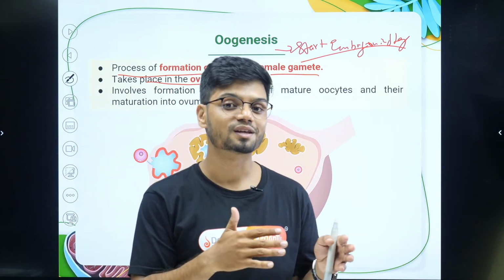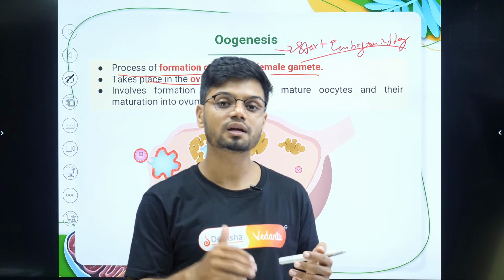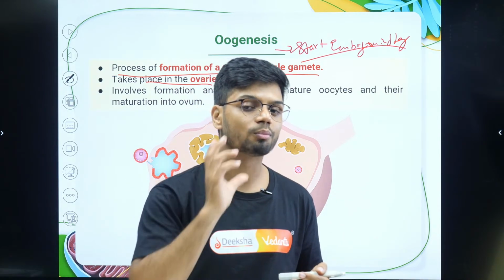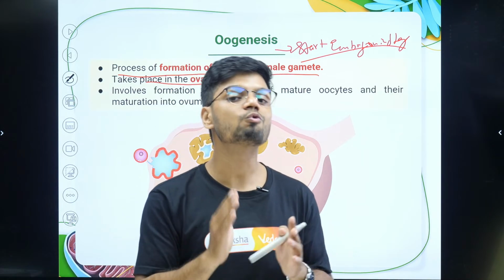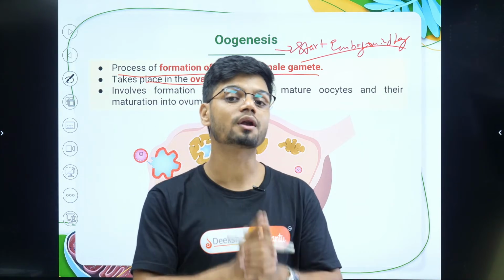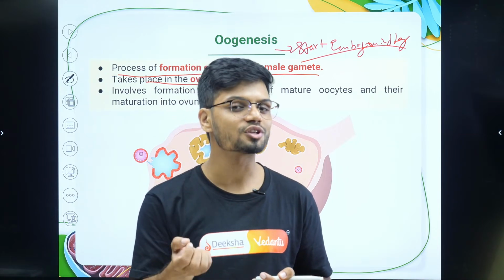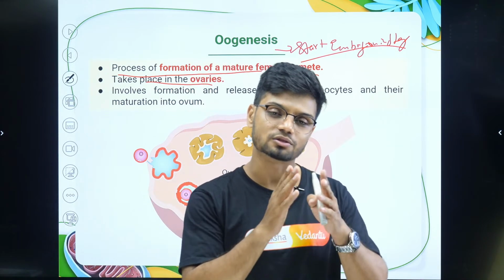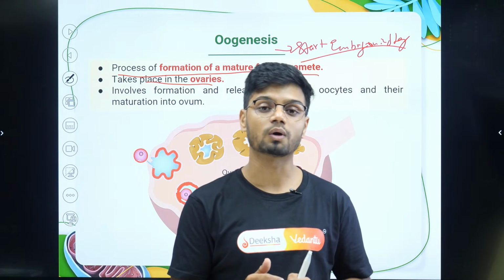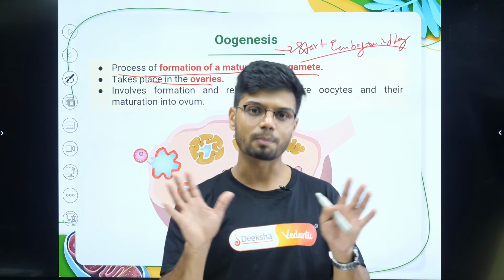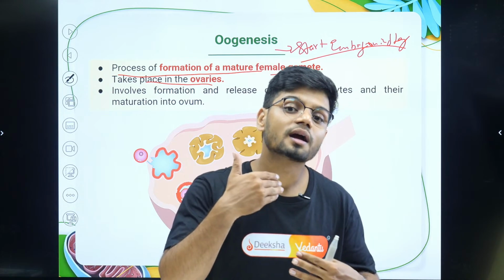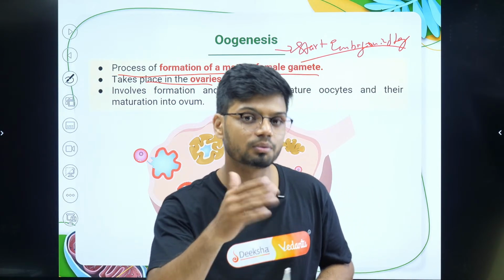But in the case of males, in the case of boys, spermatogenesis starts at puberty. In the case of females, oogenesis starts at the embryonic stage, when the embryo is there, before birth. But it stops at prophase 1 at a diploid stage. Then it finishes after puberty.